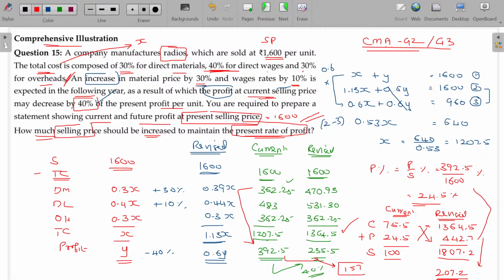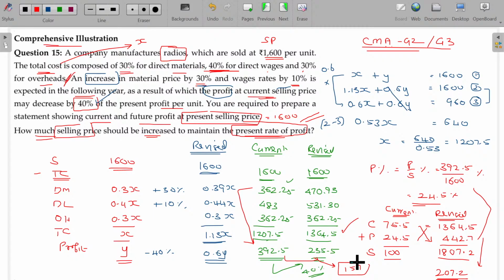157. This is the shortage in profit. I just added that 157. So present amount of profit is different, present rate of profit is different. Present rate of profit is nothing but whatever the earlier cost, with that 24.5 on sales added. Similarly, this time the cost being 1364.5, I have to add 24.5 out of 75.5 to get the revised sales price. The same rate of profit is earned.